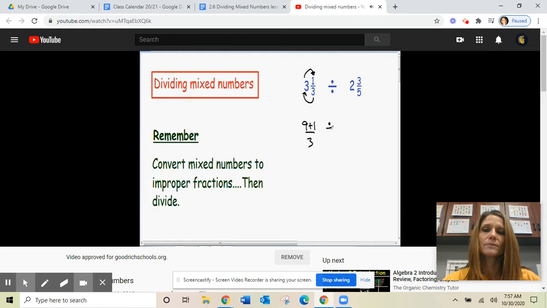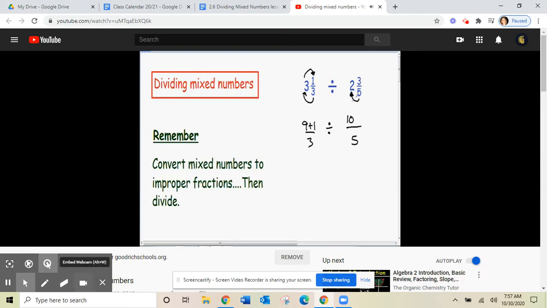And this is all being divided with 2 3/5. So let's do the same thing with that mixed number. We got to change it into an improper fraction. Since 2 3/5 has a denominator of 5, the improper fraction is also going to have a denominator of 5. And then in the numerator, we need to multiply the denominator of 5 by the whole number of 2. So 5 times 2 is 10. And then we need to add all of that with the numerator of 3.